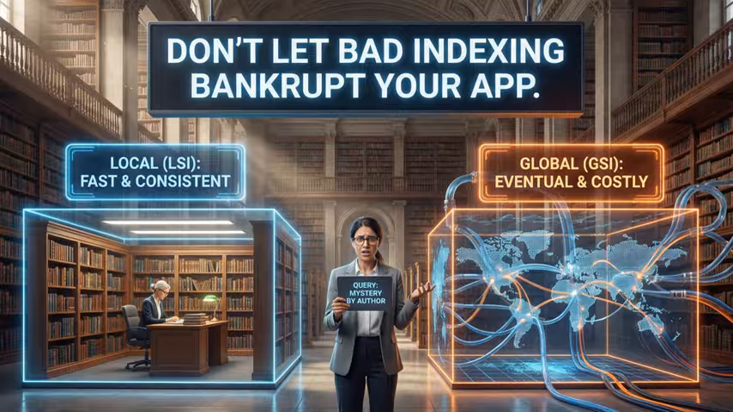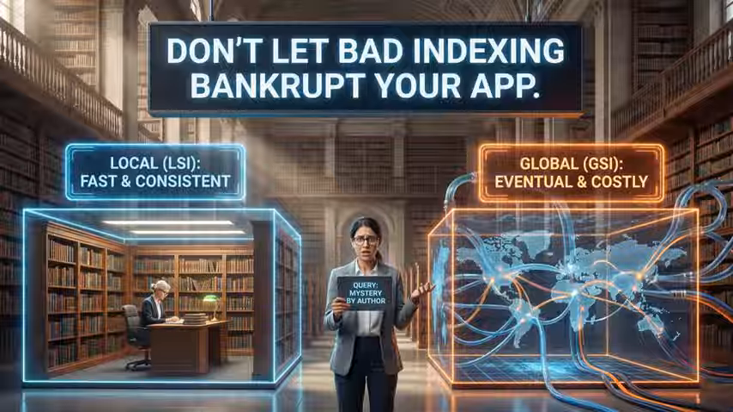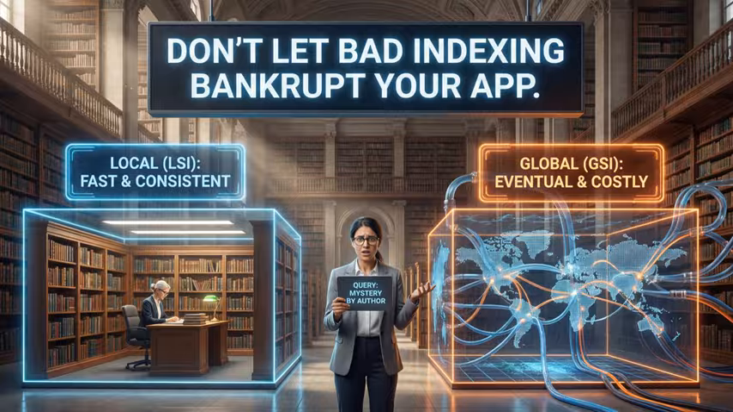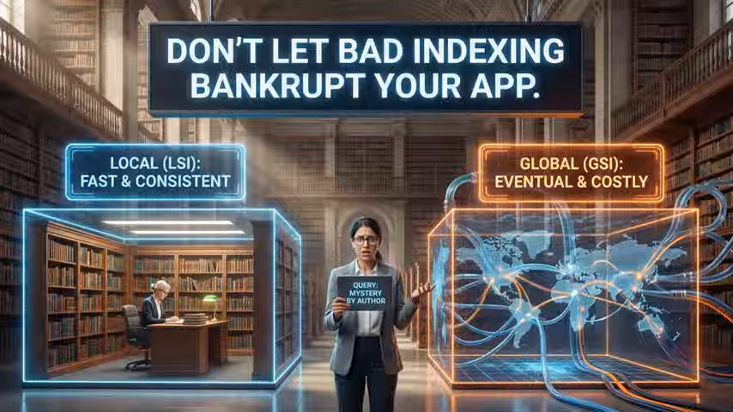When you're building apps on distributed databases like DynamoDB or Cassandra, you need indexes to query data by something other than the primary key. But here is the thing, not all indexes are created equal. Local secondary indexes, LSIs, live inside your partitions and give you fast, consistent reads for queries scoped to a single partition. Global secondary indexes, GSIs, let you query across all partitions with a completely different key, but they're eventually consistent and cost more to maintain.